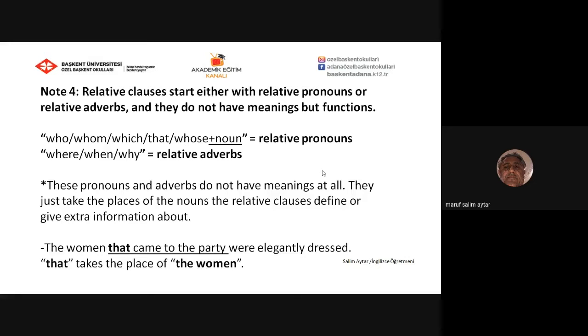Okay? Do not get confused about them as being used as question words. Here in relative clauses, they are not question words. They are either relative pronouns or relative adverbs. I would like to repeat it. They do not have any meanings, but they just have functions. They just take the places of the nouns the relative clauses define or give extra information about. Like in the example given, the women that came to the party were elegantly dressed. That here in the relative clause actually takes the place of the women.